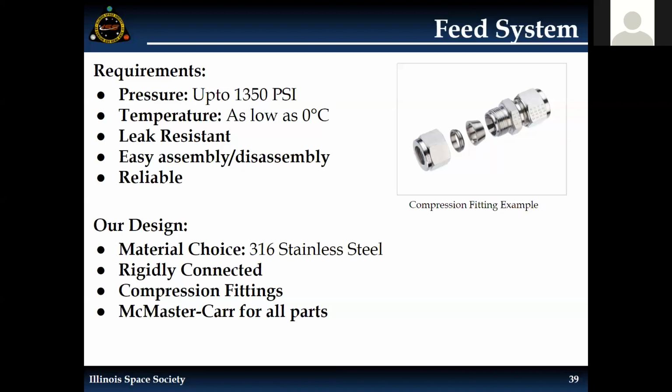We're also using compression fittings, often called Swagelok, which is the most popular brand that uses them. There's a picture on the slide of what a compression fitting looks like. Between every device in your feed system, every part of the plumbing, you need a fitting, and a fitting is really just a connector. You want to make sure that those connectors don't leak, which is a very big deal, and that they're also easy to assemble, because we're going to be putting them on with our hands and tightening them with wrenches.